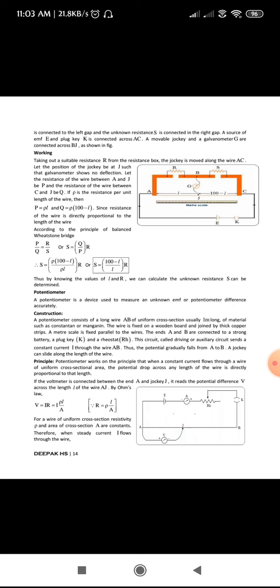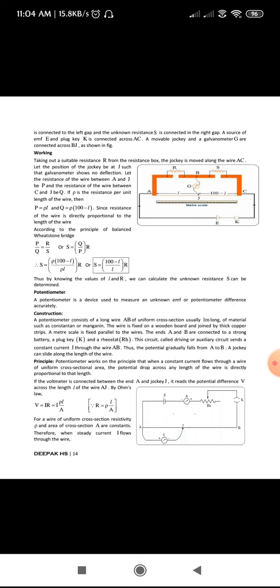Let us consider the resistance as P between A and J, and the resistance as Q between J and C. In that case, P is equal to rho into L, and similarly Q is equal to rho into 100 minus L. Next, as we know, by the principle of the balanced Wheatstone bridge, P by Q is equal to R by S.